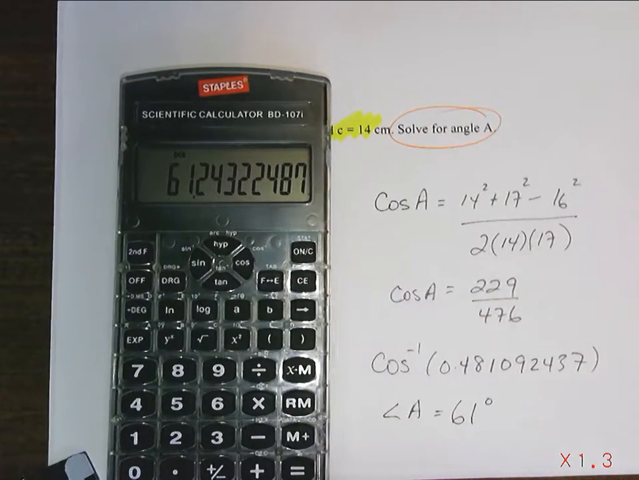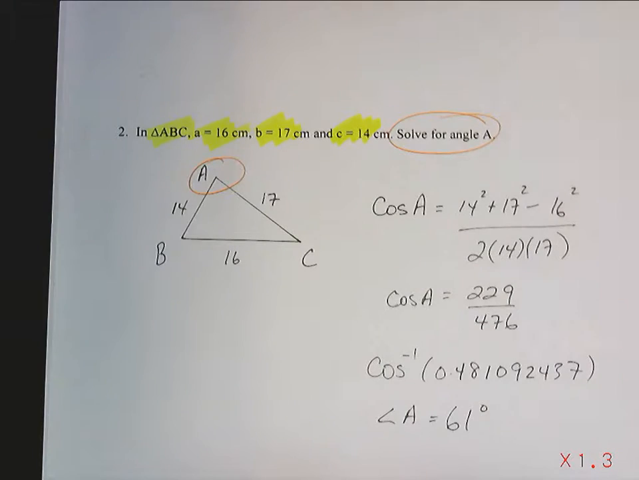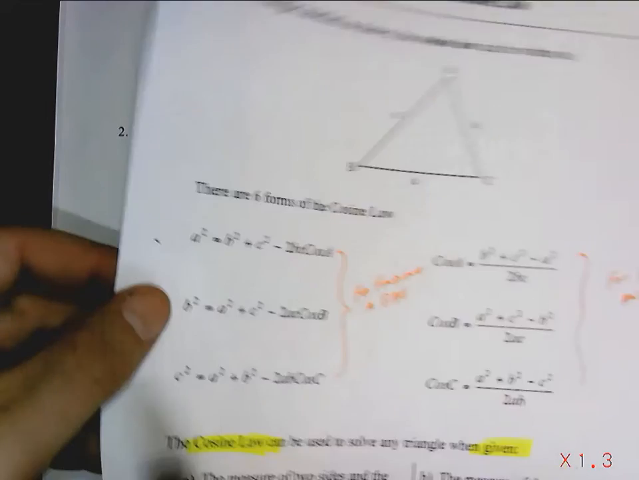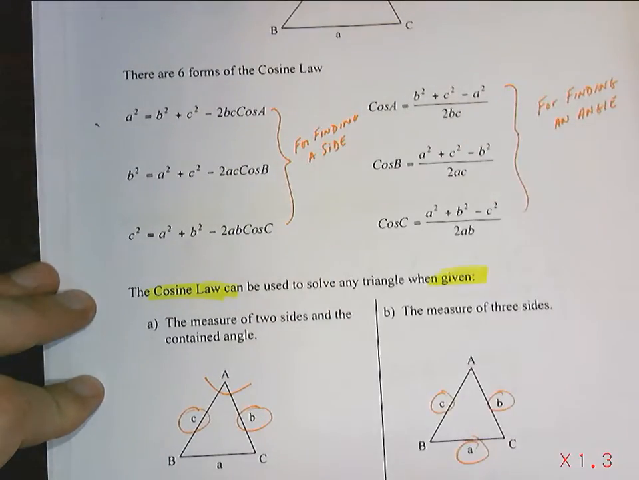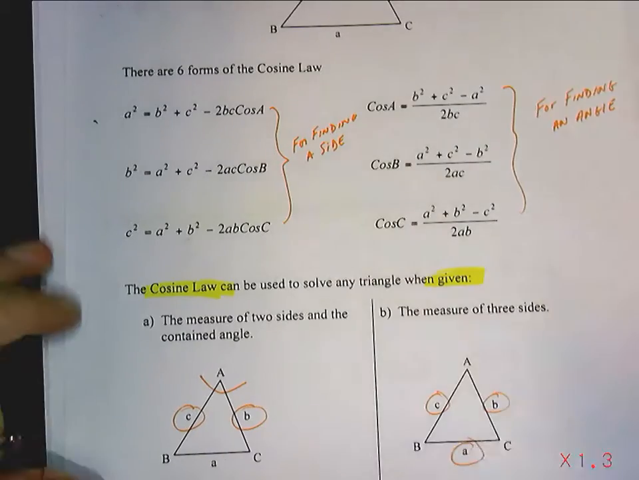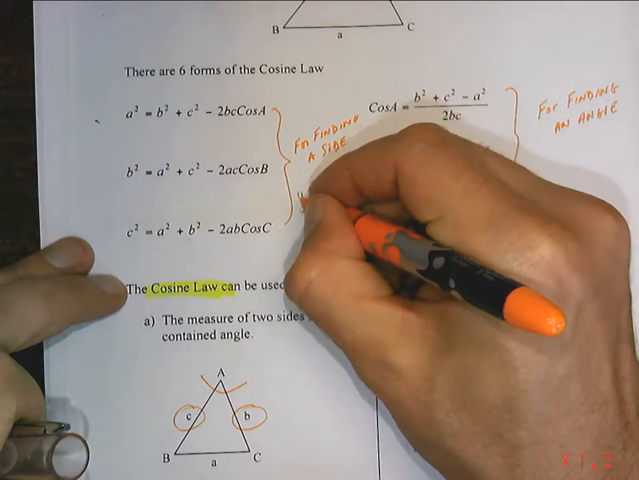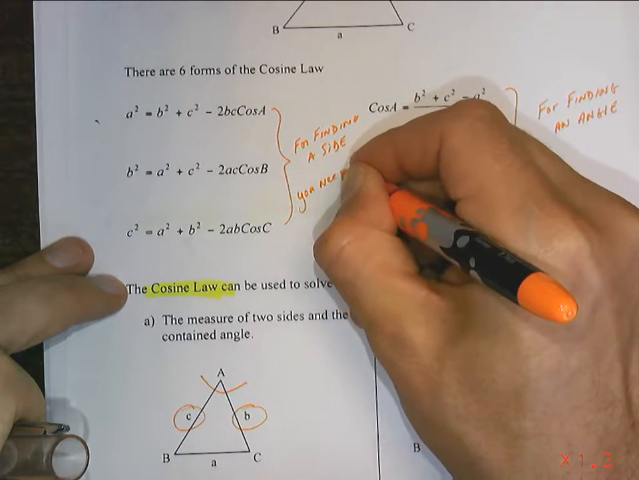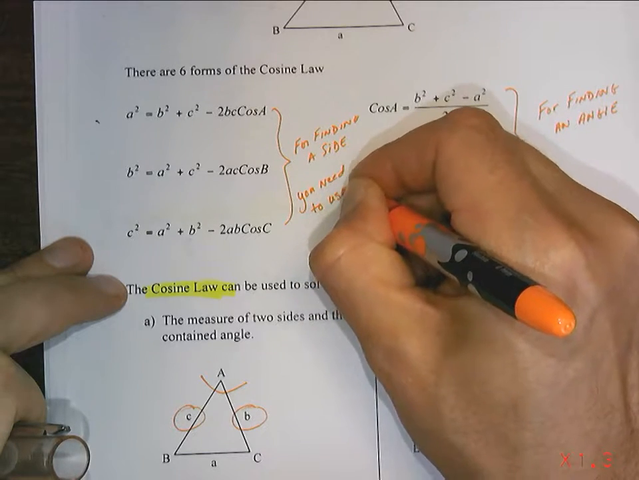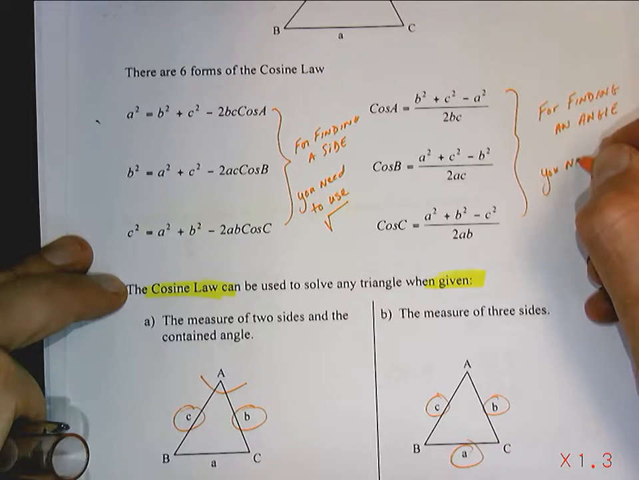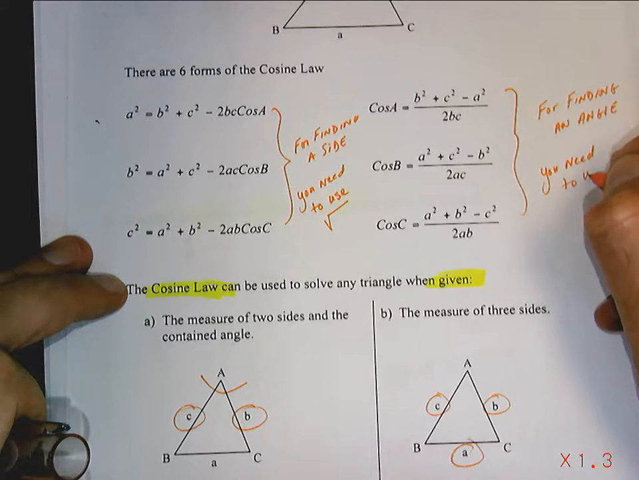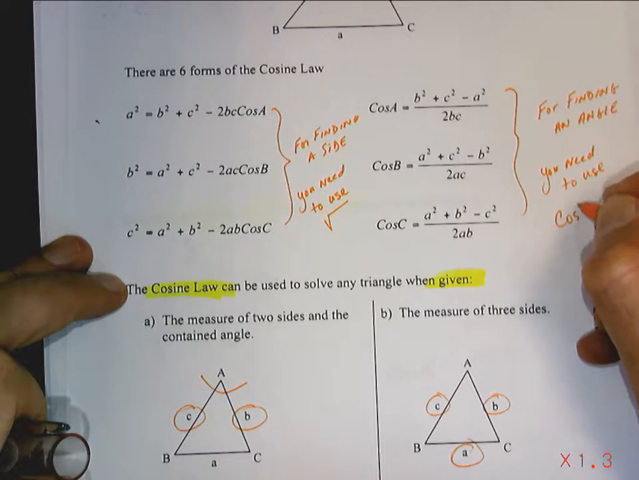So let's go back for a minute. We notice that this works this way. On this page, back on our very first page, remember we said this was for finding a side? Well, when you find a side, you need to use the square root, and on this one, you need to use the inverse.